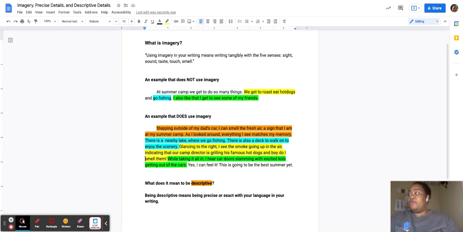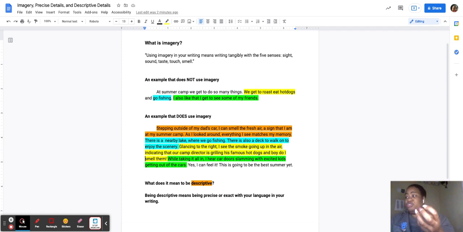Hello, scholars. Today we're going to talk about the importance of having imagery, precise details, and descriptive details in our writing. So, what is imagery? Imagery in your writing means writing tangibly with the five senses. And of course, we've all learned what the five senses were in lower elementary school, and that is your sight, your sound, your taste, your touch, and your smell.